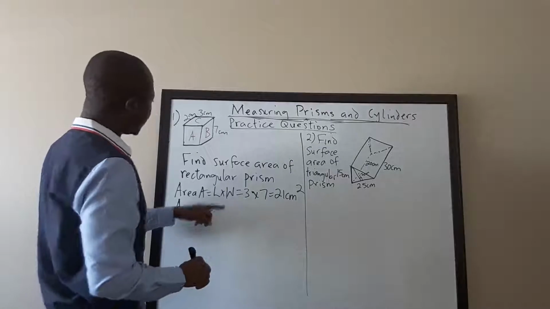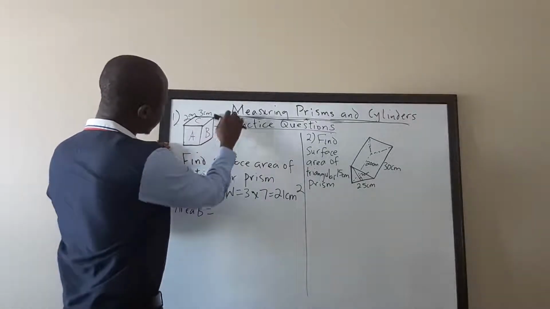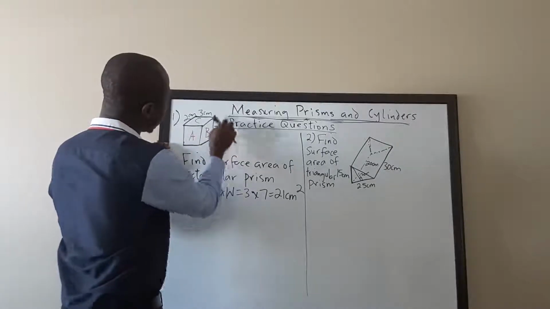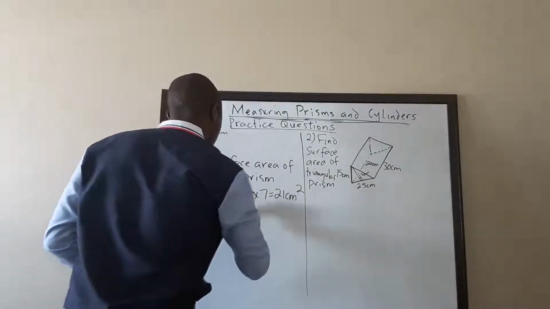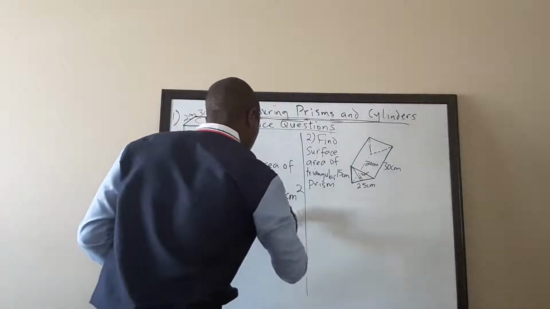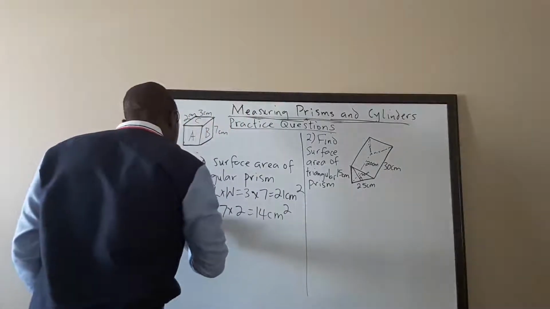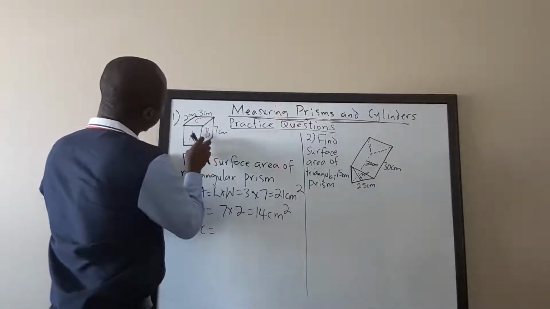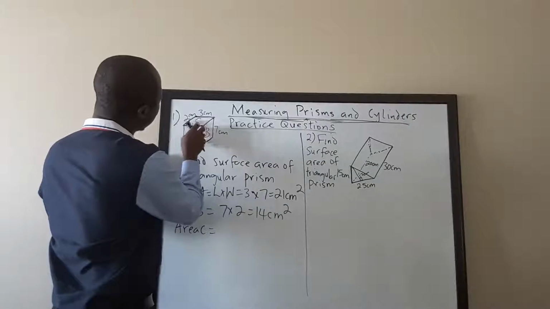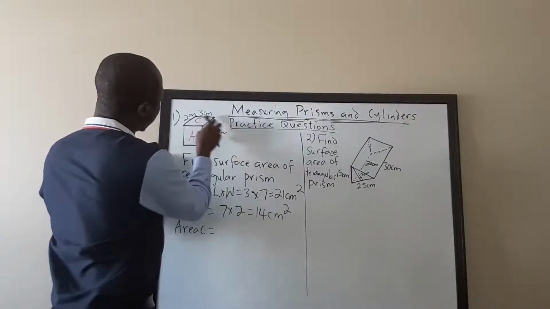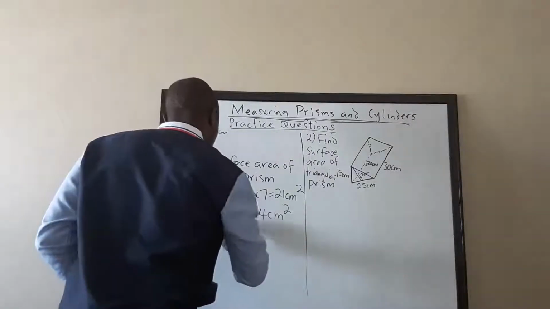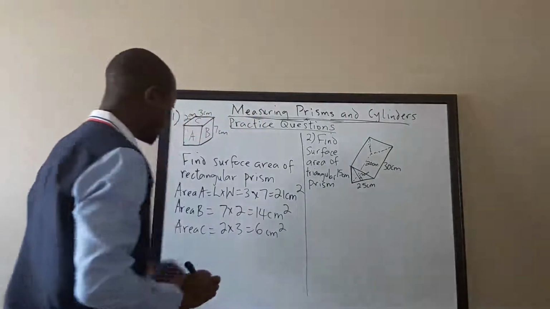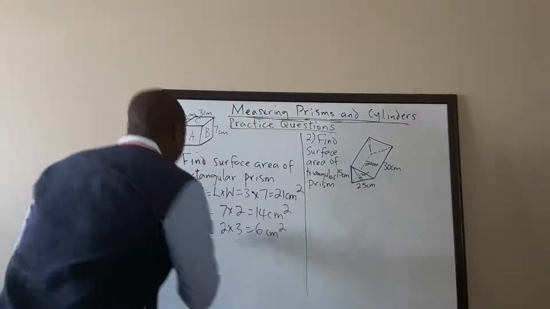Now area B. Again, it's length times width. So this is B, I've got 7, and this is 2, so this is 2. So 7 times 2 is 14. And area C: I've got 2 and 3, 2 and 3. So 6 centimeters squared.